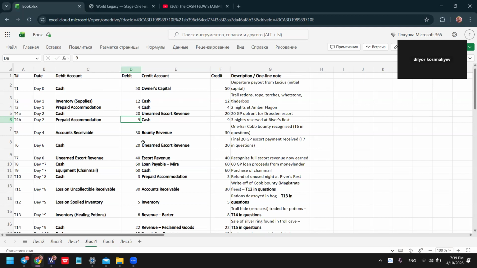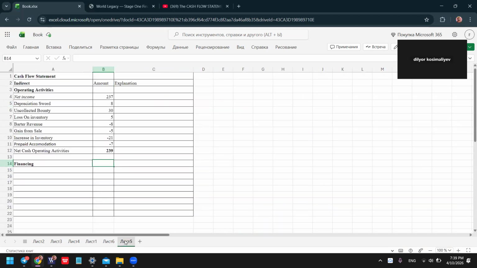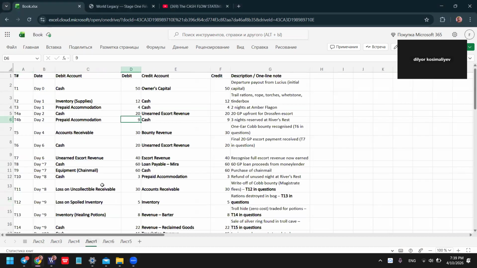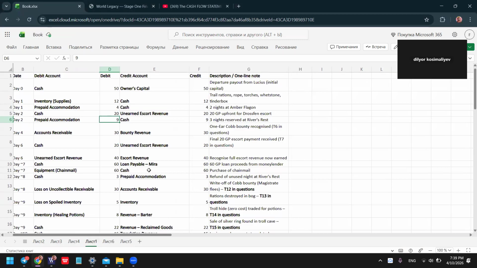Oh, I'm sorry, we're not looking for finance. No, we're looking for investing activities. Let's do investing activities first. So let's go. First things first, investing activities, it's this one.